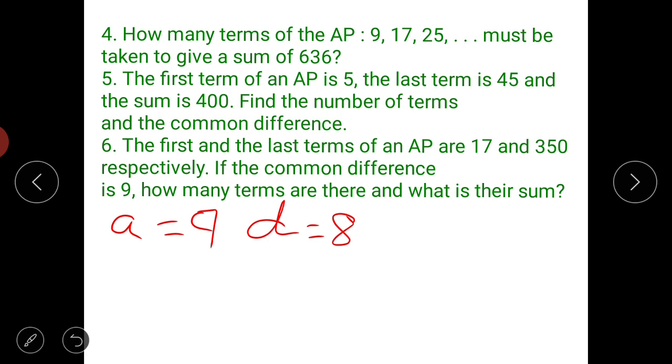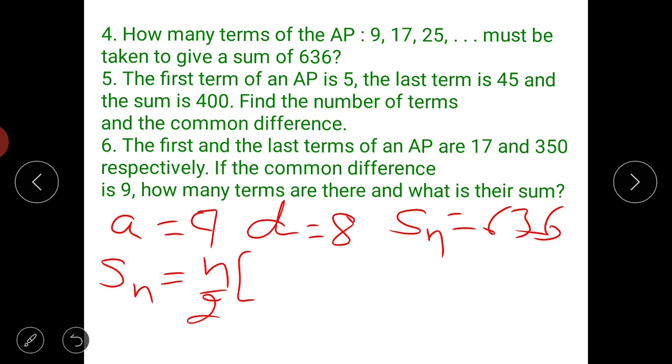It means the sum is given. Sum of what? Of n terms. We don't know the n, so the sum of n terms equals 636. So write the formula here: Sn is equal to n by 2 into 2a, that is 9, plus n minus 1 into d.